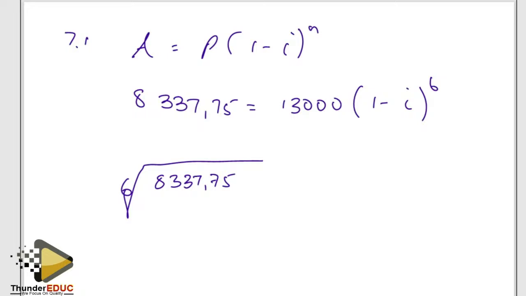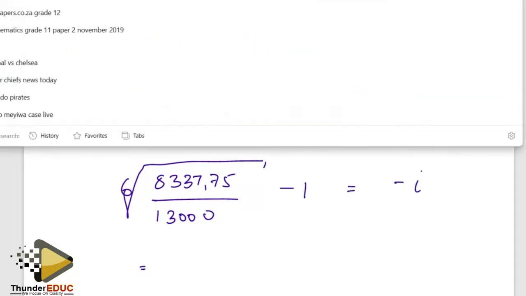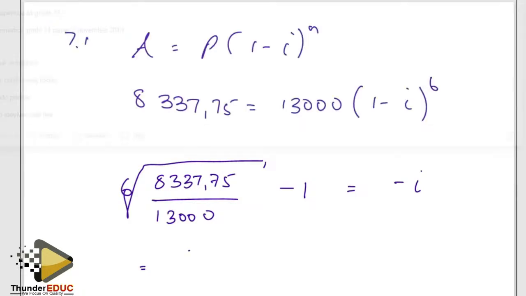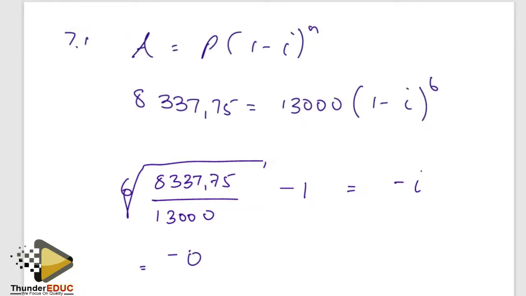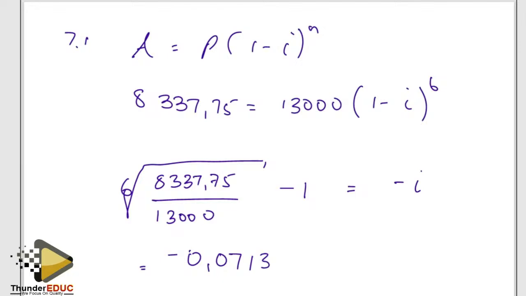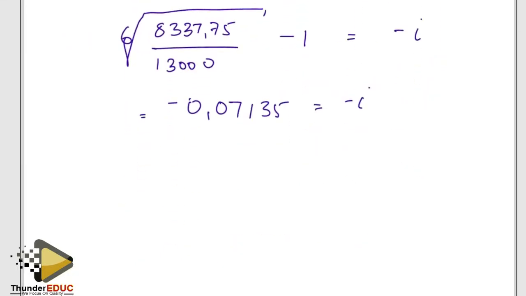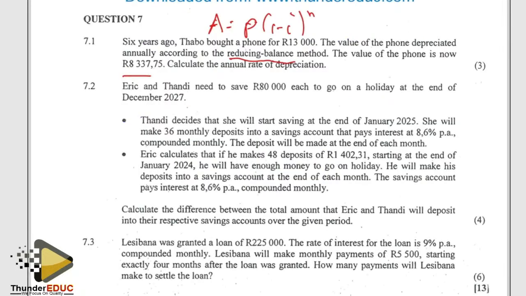Okay, so I'm dividing this by 13,000, and then after doing that, I need to subtract the 1. I'll be left with a negative i. Okay, so if I punch all of this into the calculator, I'm going to end up with negative 0.07135 is equal to negative i. Divide both sides by negative 1, multiply by 100. So i becomes 7.14%. Okay, so that is the answer, 7.14%.